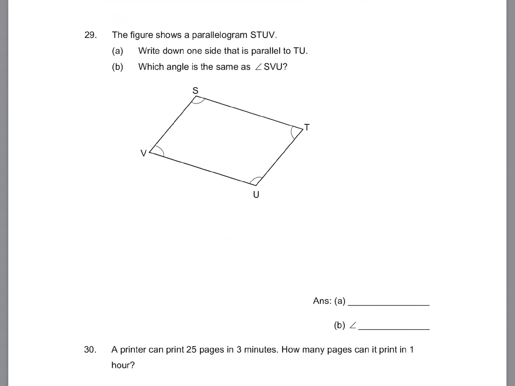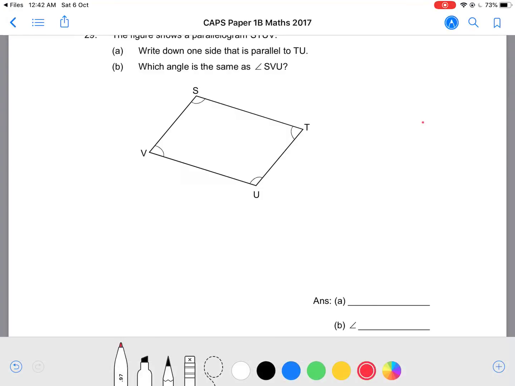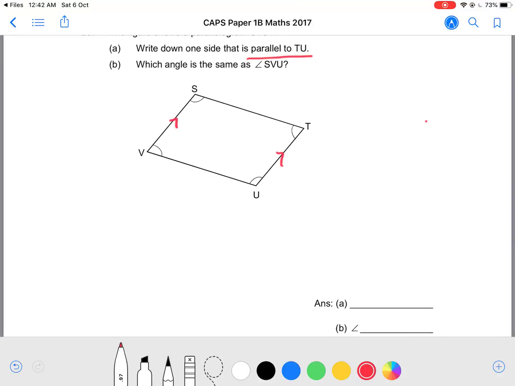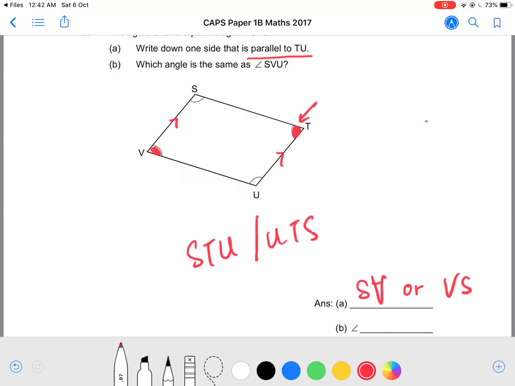Question 29 is your four-sided figure. In this four-sided figure, you want to find one that's parallel to TU. So of course it has to be either SV or VS. You can write opposite angle. Which angle is the same as SVU? Where's SVU? SVU is here. Which one will be the same? It will be this one. So it's either STU or UTS. You can write either.